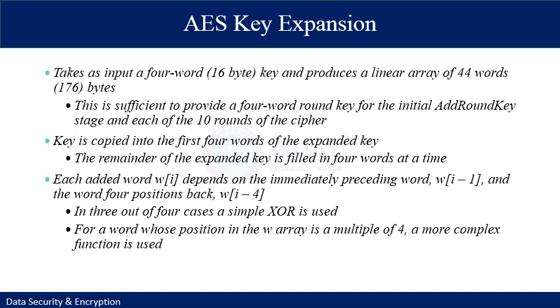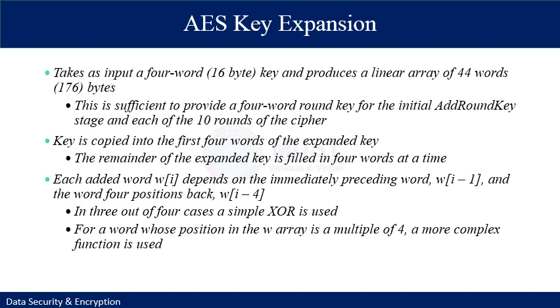So AES key expansion, as discussed in the last slide, takes an input of 4 words, a 16-byte key, and produces a linear array of 44 words, 176 bytes. This is sufficient to provide a 4-word round key for the initial add round key stage and each of the 10 rounds of the cipher.